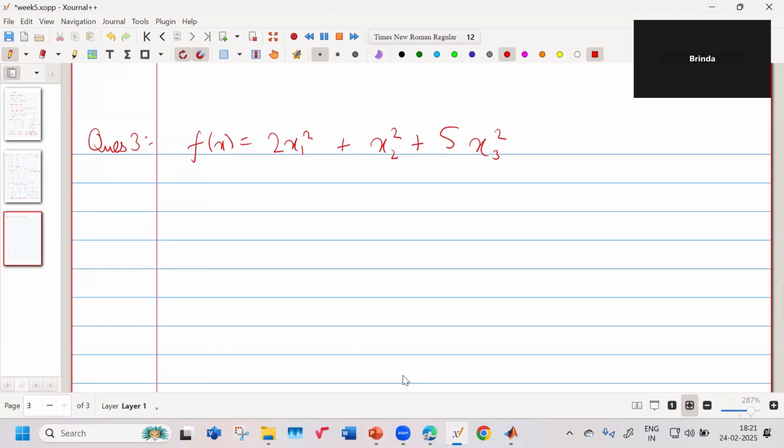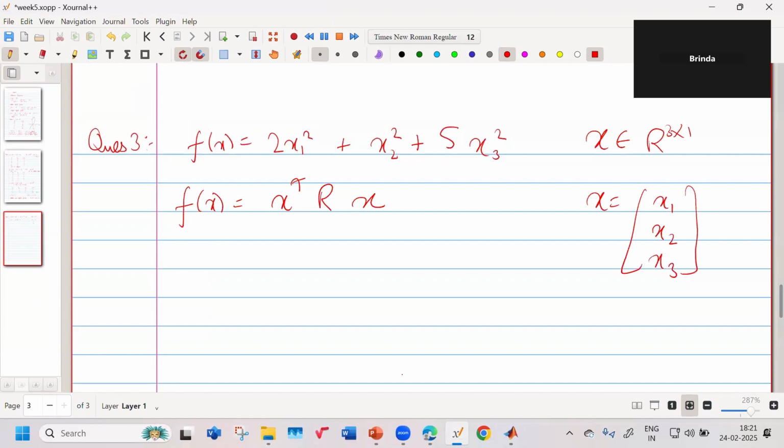Now I have to write it in a quadratic form using matrices, right? So as sir taught, we write it as f of x is equal to x transpose R x. Okay, so you must understand that x is a column vector, 3 cross 1. So x actually is x1, x2, x3. All right, and your R matrix is a 3 row, 3 column matrix which has R11, R12, R13, then R22, R33. These are the diagonal elements.